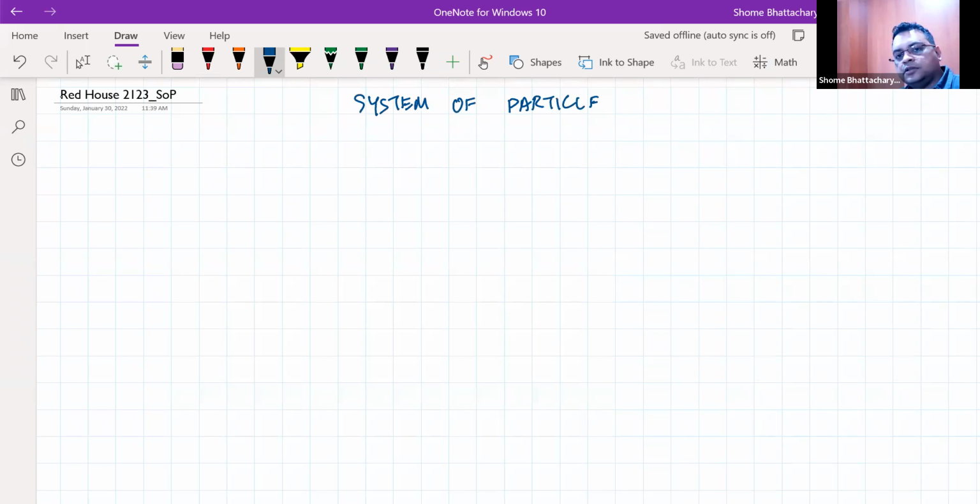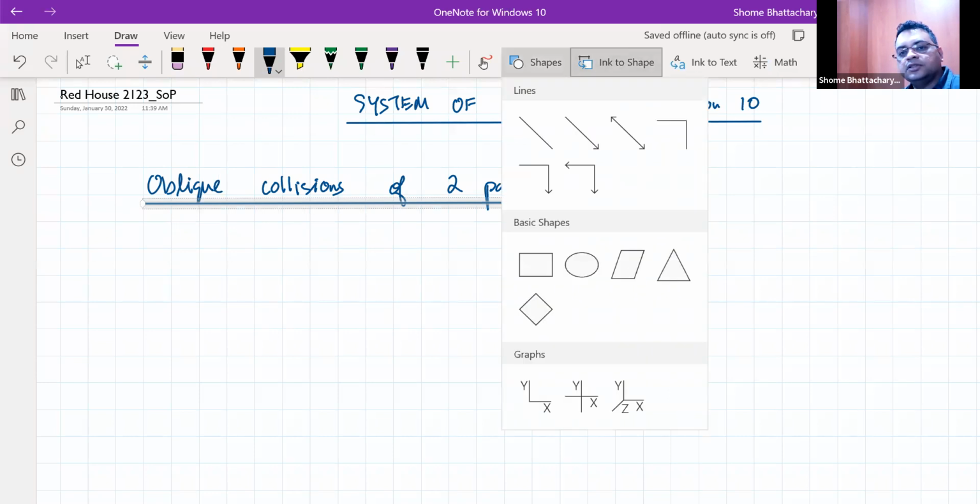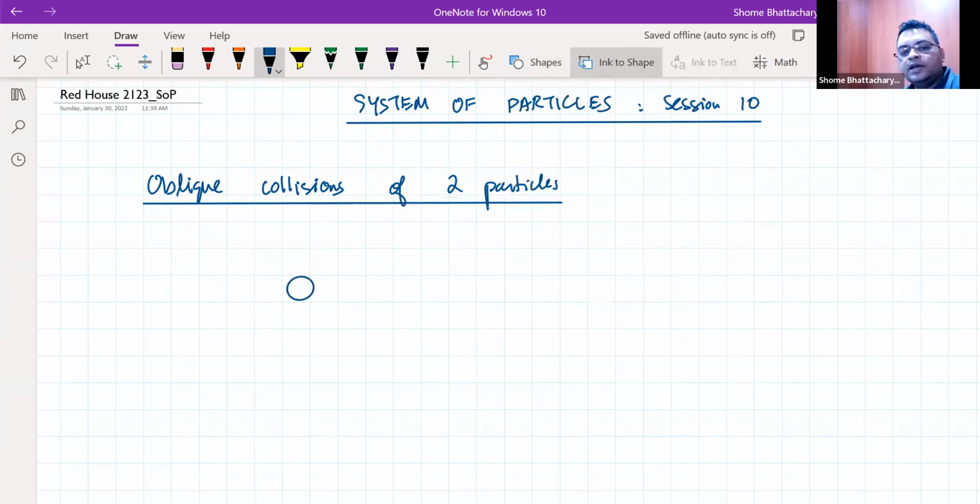System of particles, session 10. So we were discussing oblique collisions of two particles. So we saw that in general, in a situation of oblique collision of two bodies or two particles, the momentum conservation gives us two equations actually, because it's a two-dimensional vector relation.